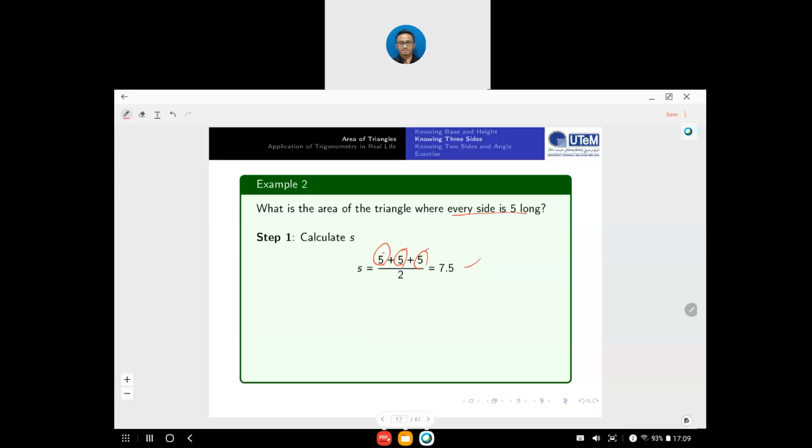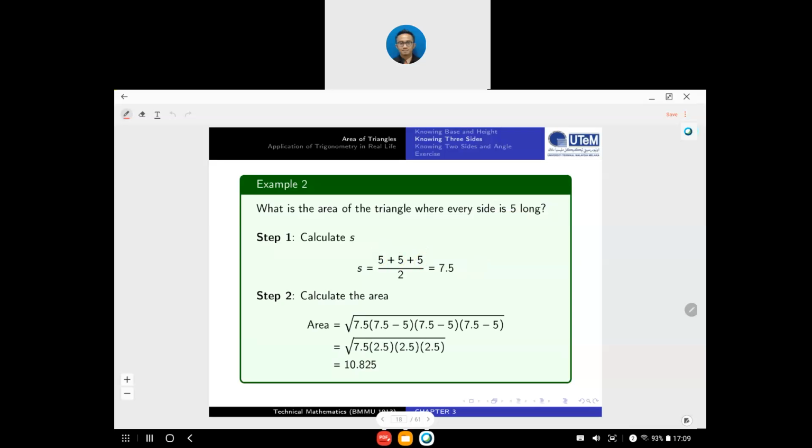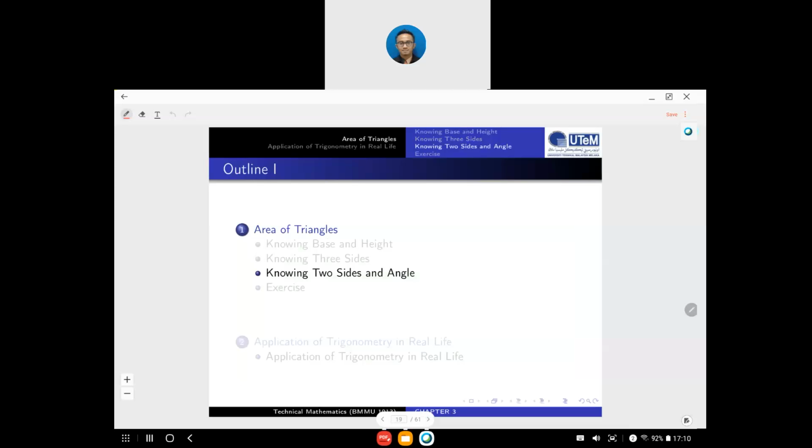Since you already have the value of s, you can find the area. Area equals the square root of 7.5 times 7.5 minus 5 times 7.5 minus 5 times 7.5 minus 5. Lastly, you get 10.825. This one is the answer for example 2. Any problems? If you don't have any questions, look at the last one.